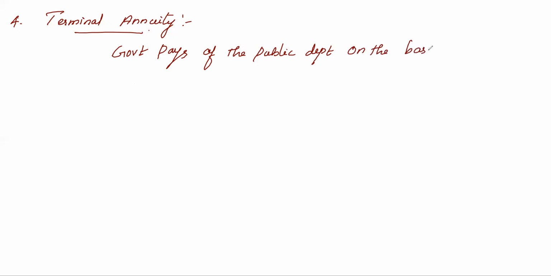Okay, terminal annuity. So in this method the government pays off the public debt on the basis of terminal annuity in equal annual installments.